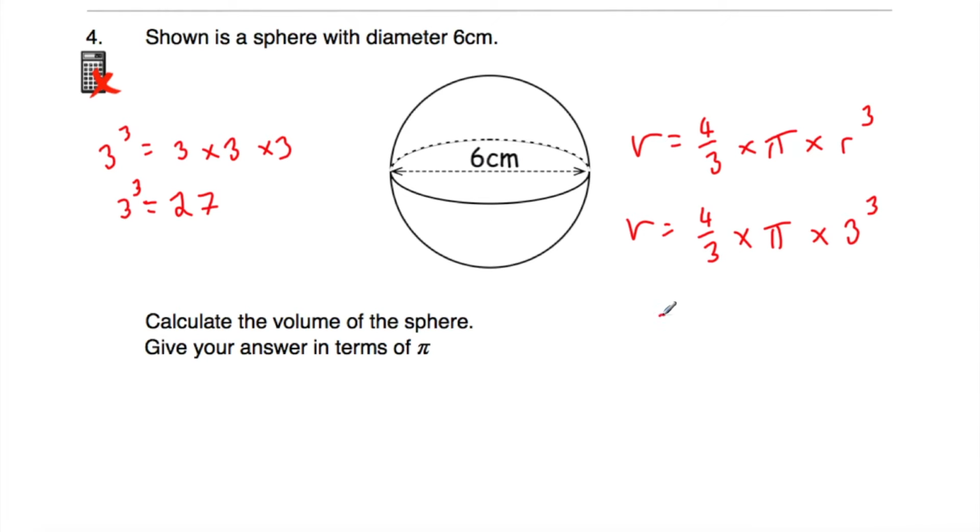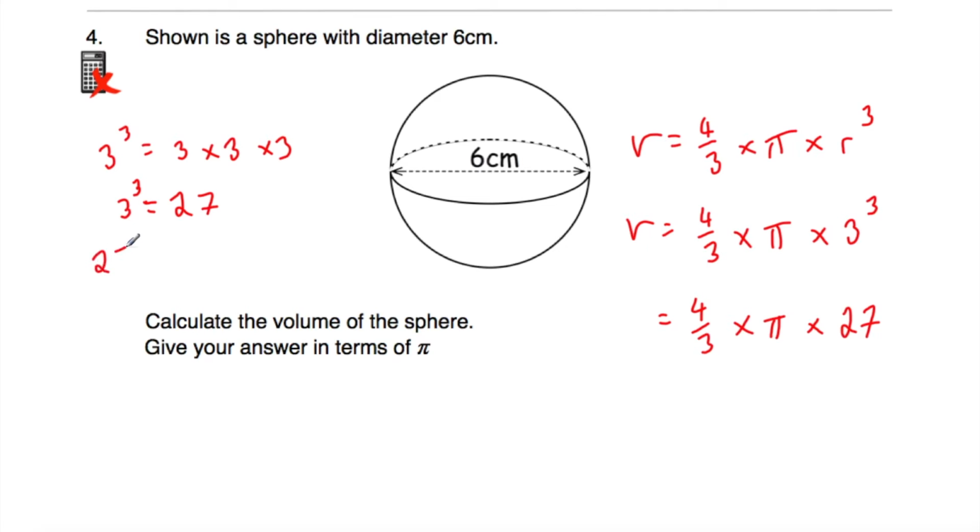So that means the volume will be equal to 4/3 multiplied by pi multiplied by 27, just replacing 3 cubed with 27. Okay, so we've now got 4/3 multiplied by pi multiplied by 27. What we're now going to do is work out what 4/3 of 27 is. To find 4/3 of something, we divide by the bottom and times by the top. So we're going to take our 27, divide it by 3, get that answer, and then times it by 4.